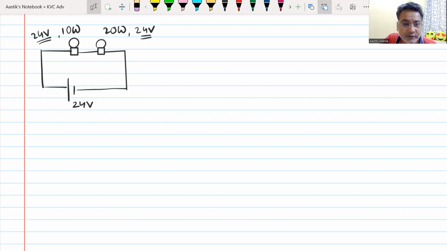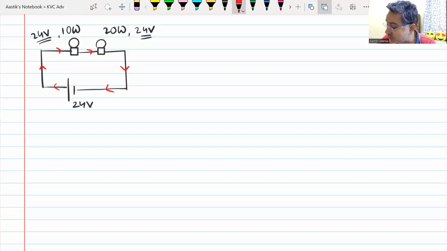The 10 watt bulb will glow more. Yes. Total power consumed is 20 by 3, sir. Okay. So how are you supposed to understand this? The current is going to be same in both. Yes or no? Yes, sir. Now the current is going to be same. The bulb which has more resistance will have more power. The bulb which has less resistance will have less power.